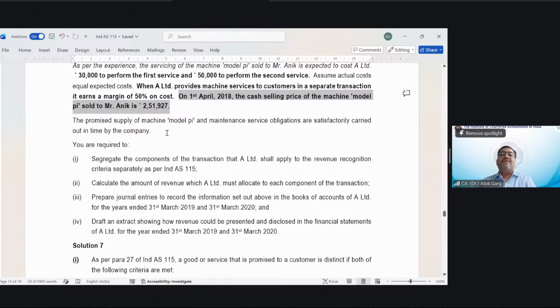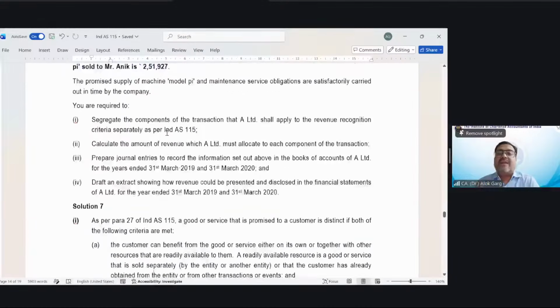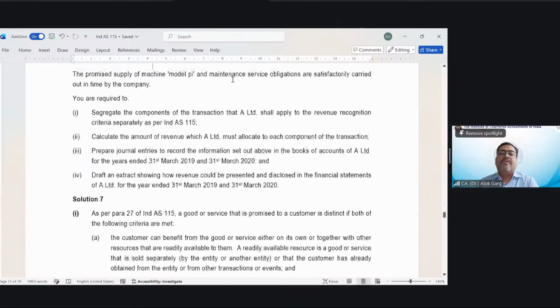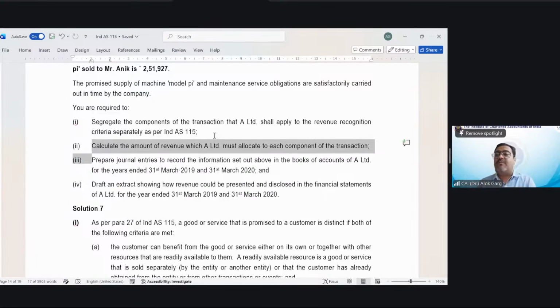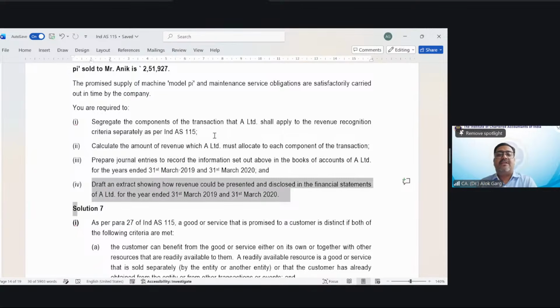The promised supply of machine model Pi and maintenance service obligation are satisfactorily carried out in time by the company. You are required to segregate the components of the transaction that A Limited shall apply the revenue recognition criteria to separately. Calculate the amount of revenue which A Limited must allocate to each component of the transaction. Pass journal entries, draft an extract also to be presented and disclosed in the financial statements in 19 and 20.